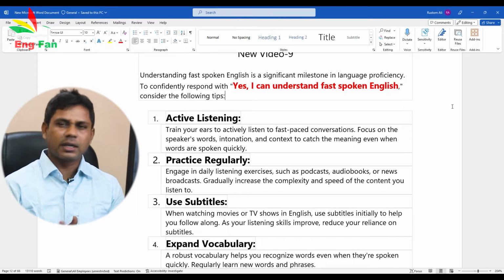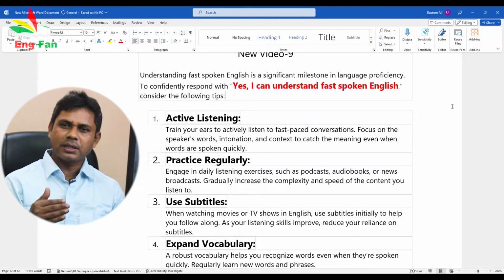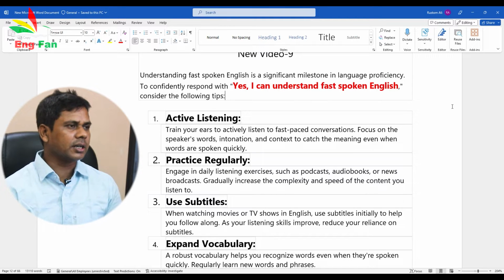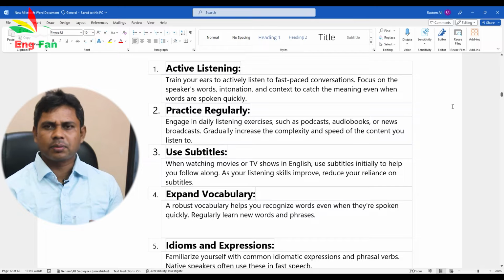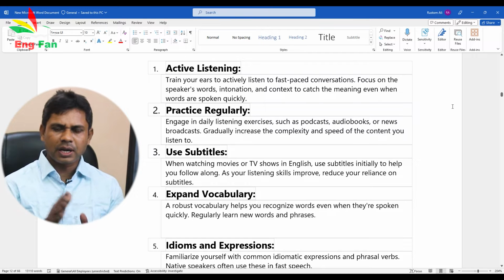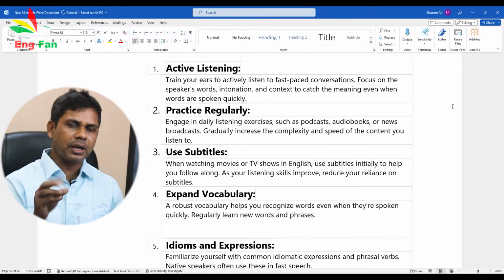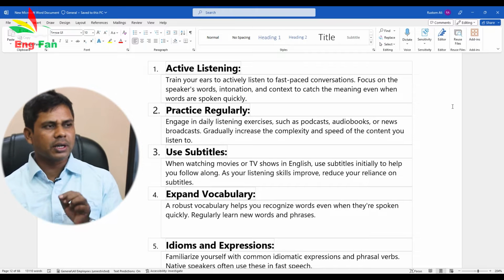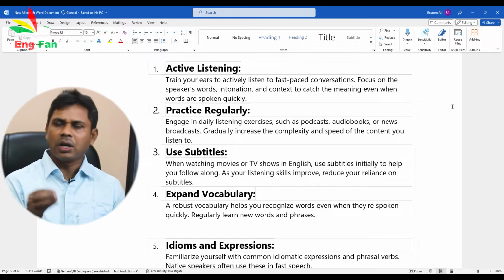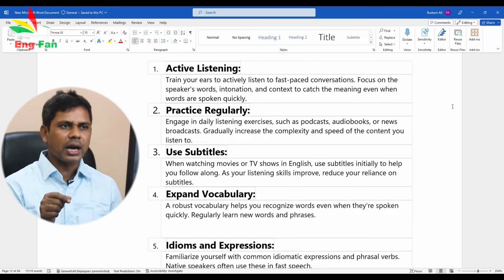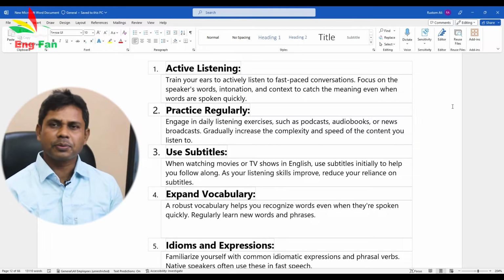The first one is active listening. If you want to understand fast spoken English, then you have to have the point, active listening. Actively listen to fast-paced conversation. Suppose someone is speaking loud and fast. If you want to understand this type of sentence or idea, you have to listen very carefully and actively. Focus on the speaker, the intonation and the context to catch the meaning. So you have to give focus to every part: the word, the intonation, the pronunciation, the rhythm, and where the meaning is, even when it is spoken quickly.